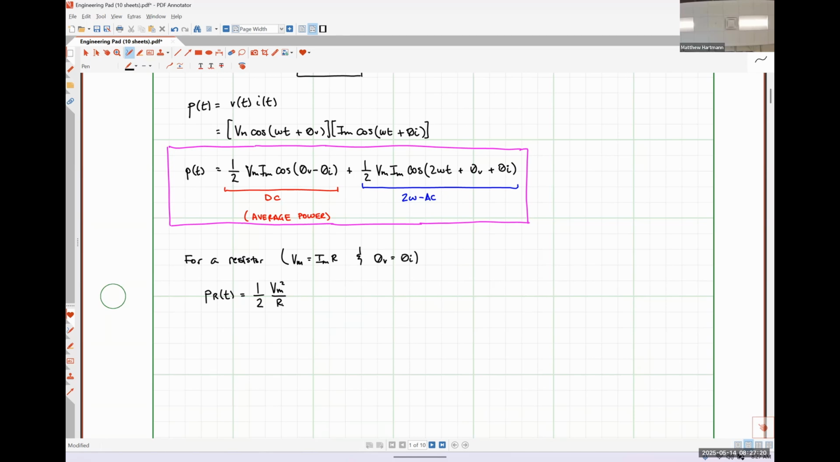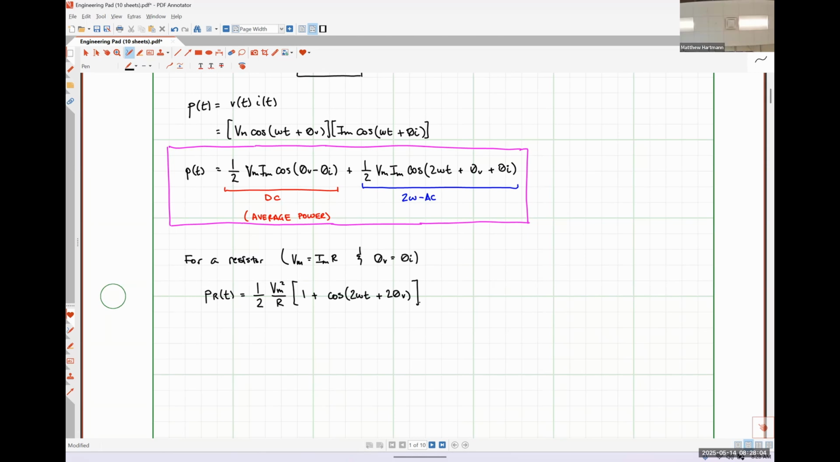Well, if theta V and theta I are equal, then I'm just doing the cosine of 0. Well, what's the cosine of 0? 1. So that first term right there, just 1/2 VM squared over R, is our average power, okay? So I'm going to multiply this by a factor of 1 plus, because I have that same 1/2 VM IM term over there. And now I'm going to do the AC term. That's going to look like cosine of twice omega t. And since theta V and theta I are equal, when I add those two together, I can just call that twice theta V, like so.